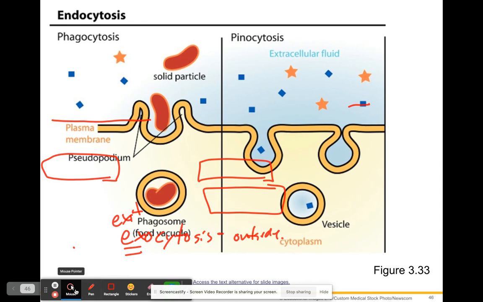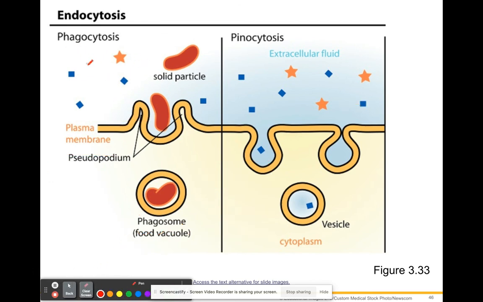Okay, so here we have a drawing of phago and pinocytosis, which are the types of endocytosis. And here we have a solid particle. So this could be a bacterial cell. It could be a large macromolecule. And we want to get it inside, right? So it's outside. We want to get it inside.